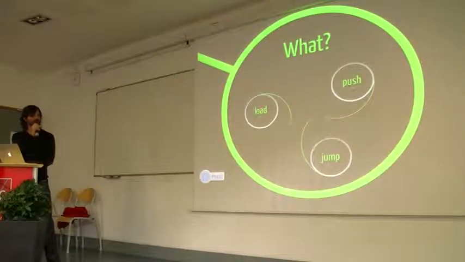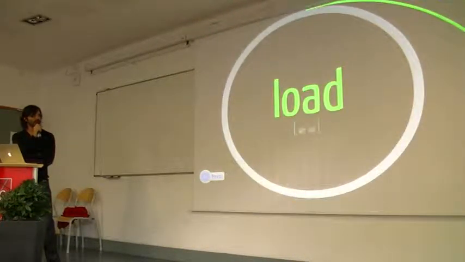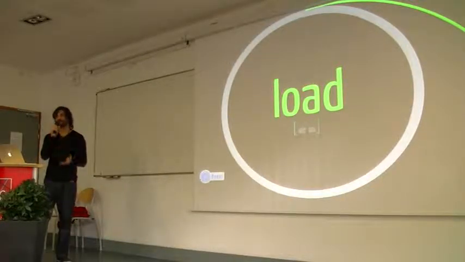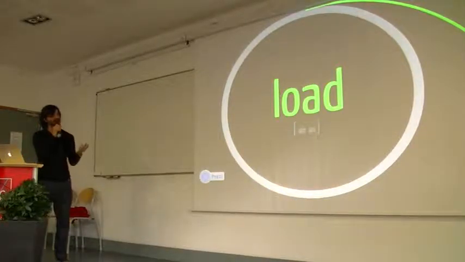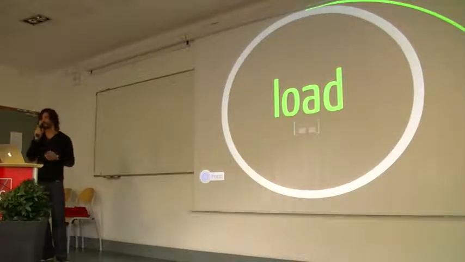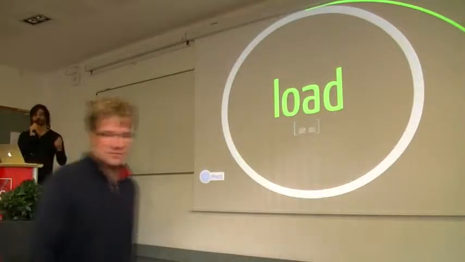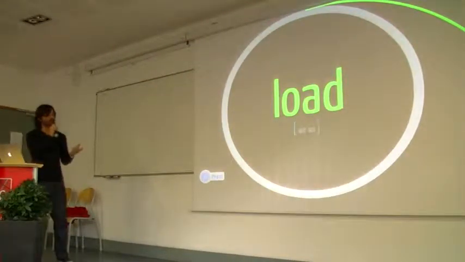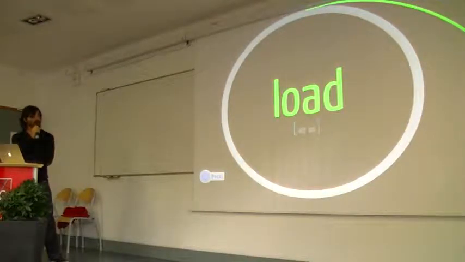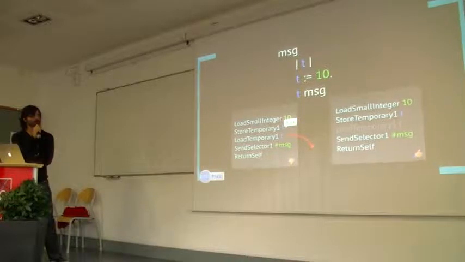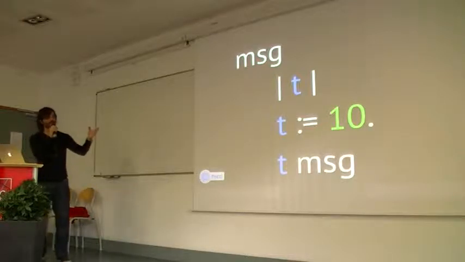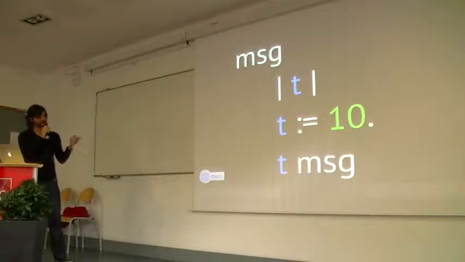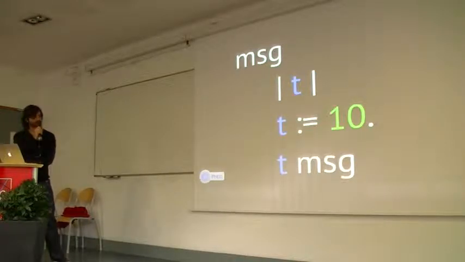Well, finally, speaking about what to optimize. Bytecodes, as you might know, are divided in several groups or classes. One of them is loading bytecodes, which are in charge of loading an object into the register R for sending it a message. So suppose we have this simple method in which we have a temporary variable, we assign it the number 10, and then we send it a message.